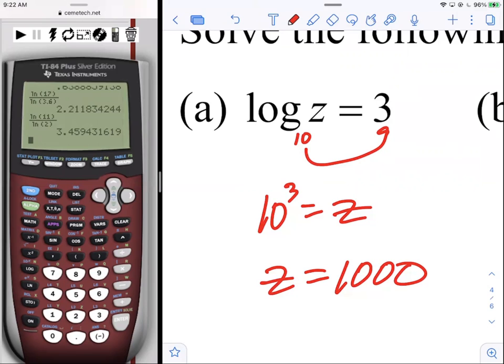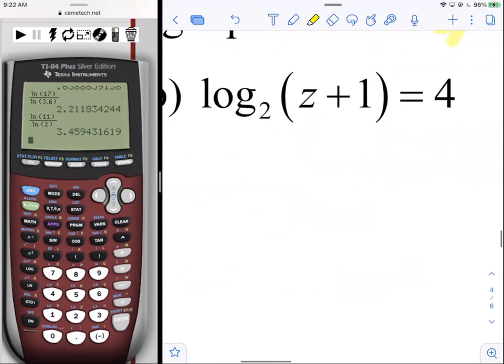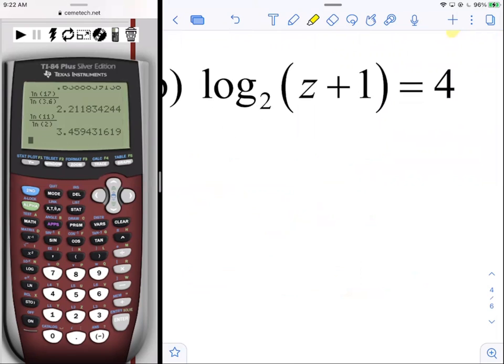Now, this thing that we're taking the log of doesn't always have to be a single variable. It could be an algebraic expression, like on letter B. Try letter B on your own. On your mark, get set, go.